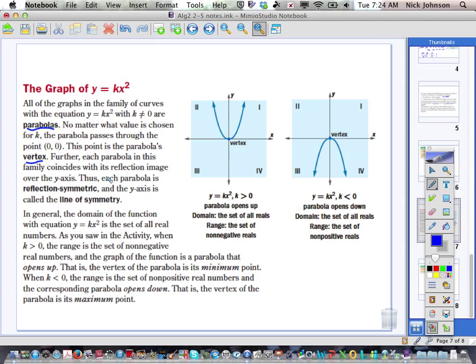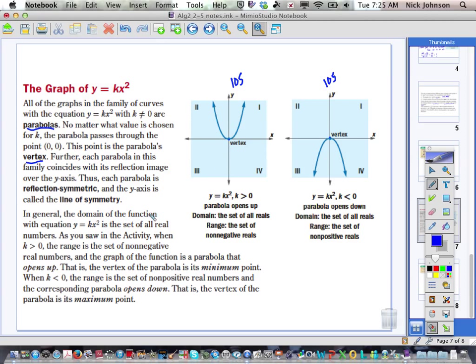Further, each parabola in this family coincides with its reflection image over the y-axis. So the y-axis is symmetric. Okay? Whatever I graph on this side, I could graph the same thing on the other side. And the y-axis is called the line of symmetry. So we call this line the line of symmetry, because if I were to draw a line, it would split that baby right in half.